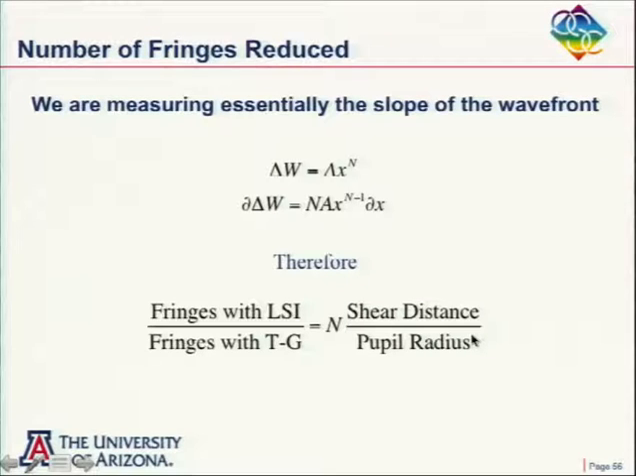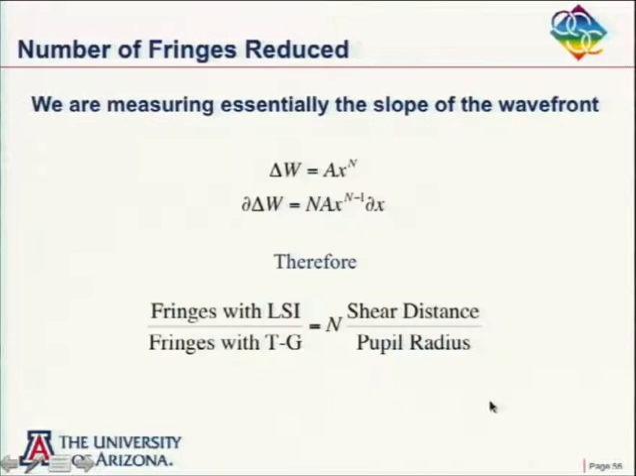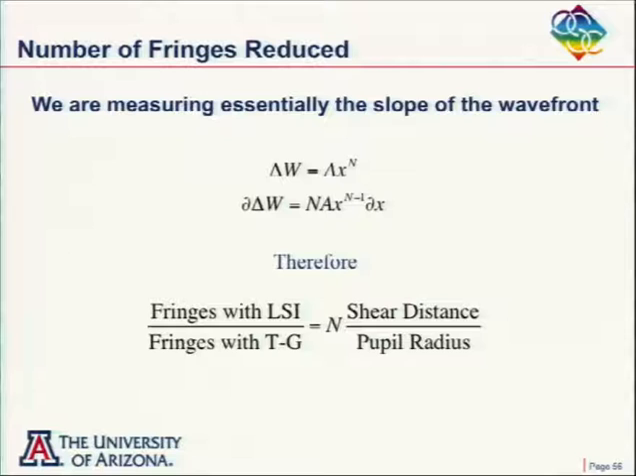So the sensitivity goes as a ratio of the shear to the pupil radius, and there's a factor here that goes as the power of the asphericity. That's what I was saying before, that it helps less with wavefronts having larger slopes, because n would become larger then. So that gives you a little idea. There are a lot of papers written on use of lateral shear for measurement of aspheres, and there was a time in my life where I was pretty excited about that, but to be truthful now, I don't think it's a great technique.